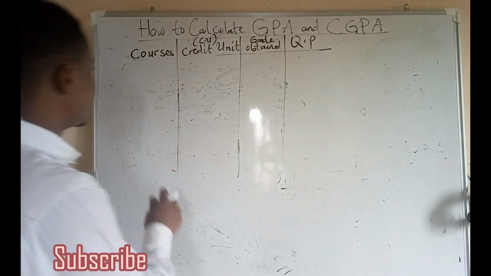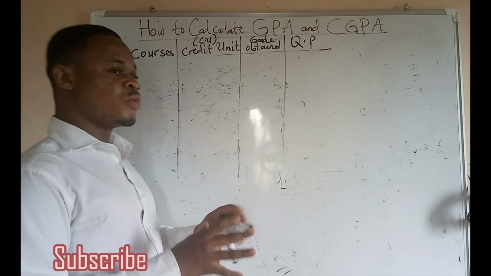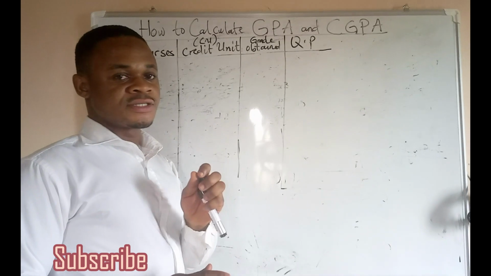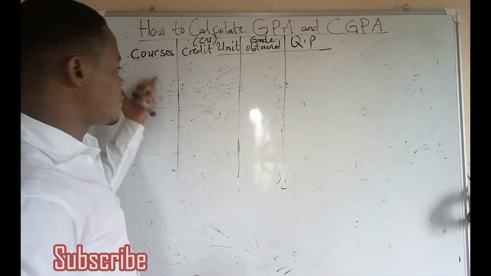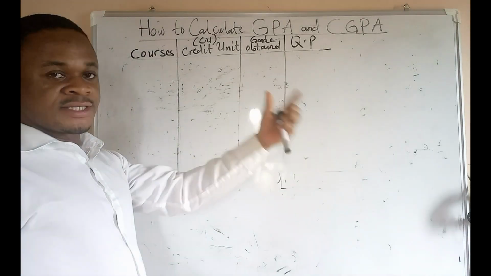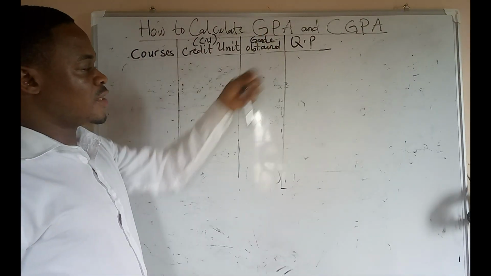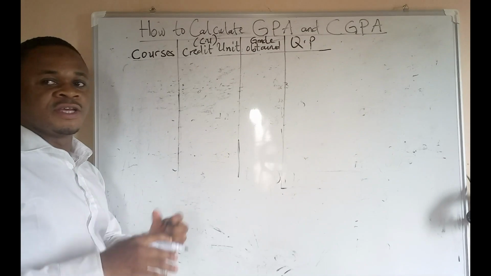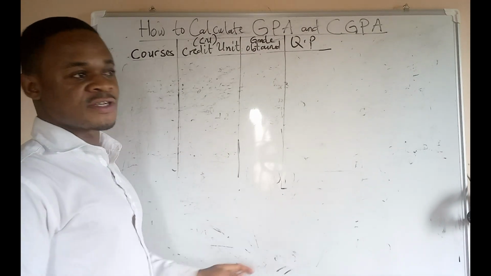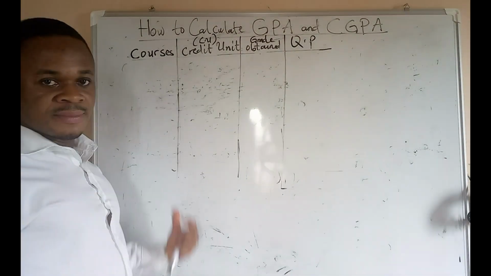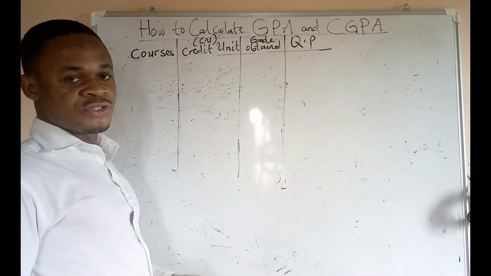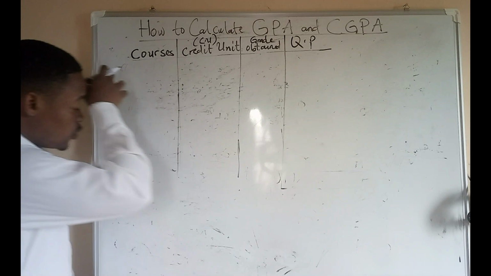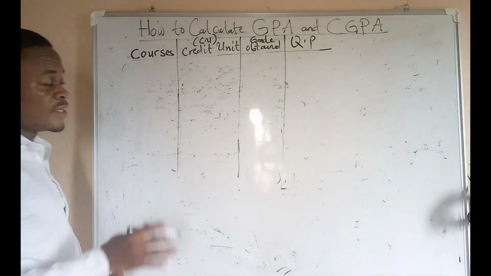So let's assume in this tutorial we will be using 6 subjects or 6 courses to explain how to calculate CGPA and GPA. In your own case, if you're offering 13 courses or 11 courses, you also apply them here and assign their appropriate credit units.